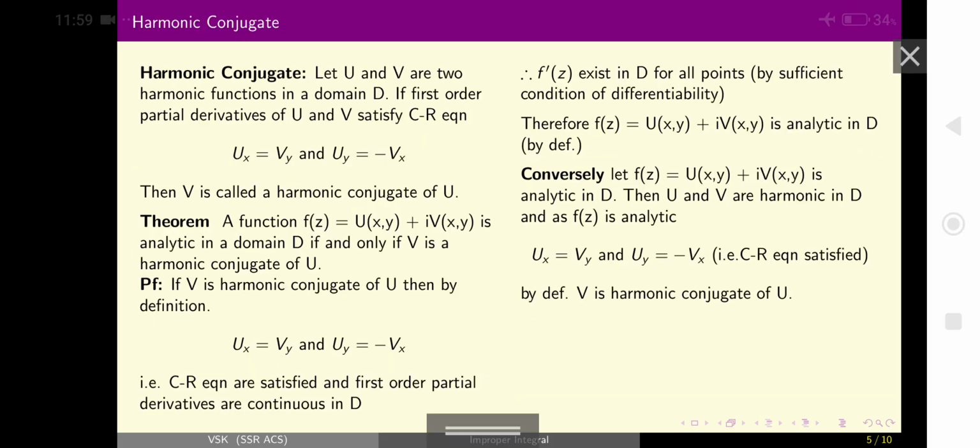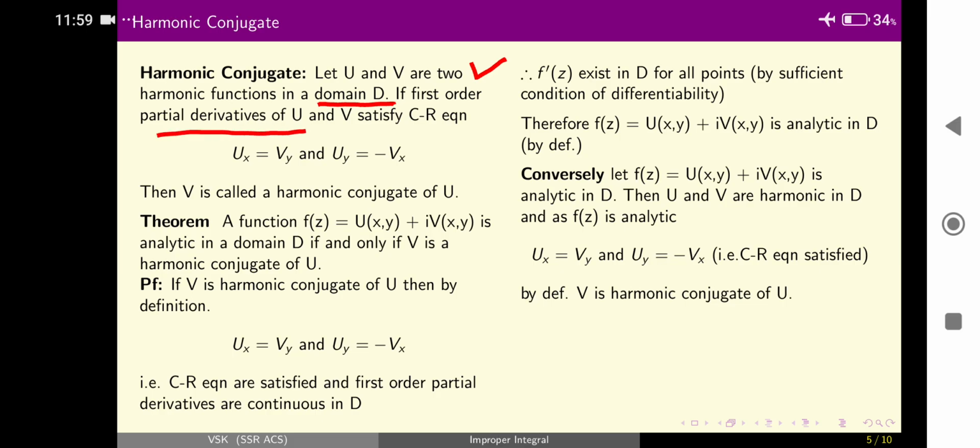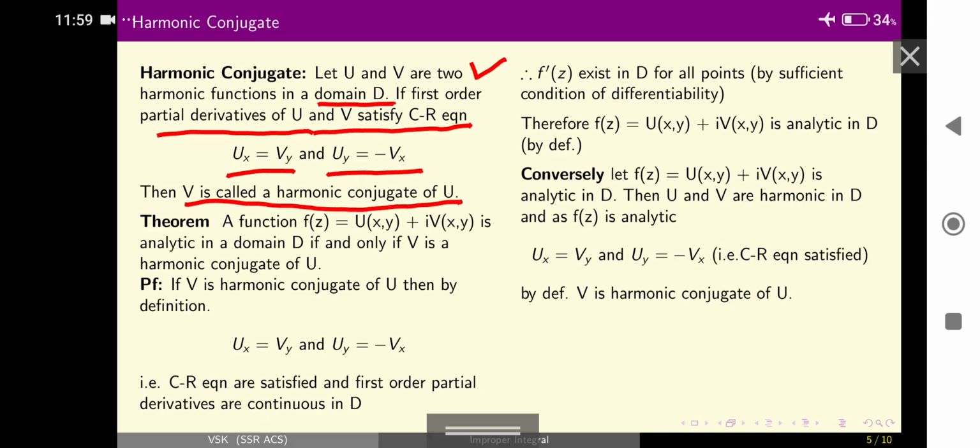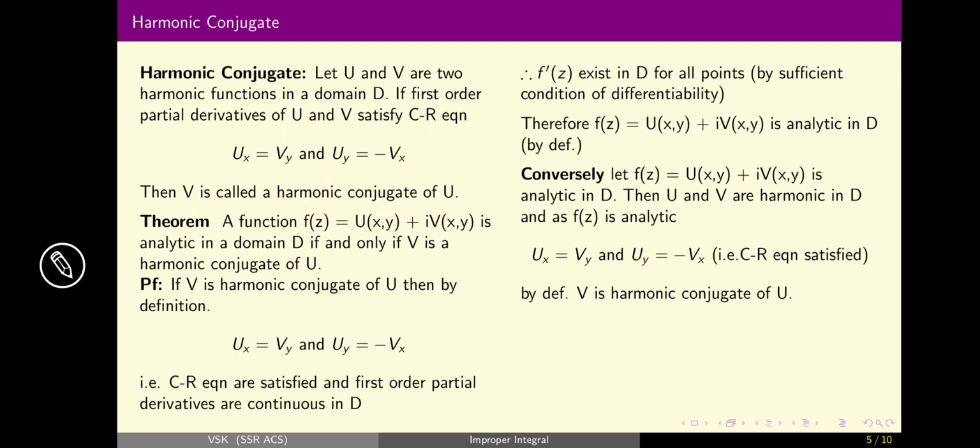Now let us see what is meant by harmonic conjugate. Suppose u and v are two harmonic functions in a domain D. If the first order partial derivatives of u and v satisfy the CR equations, u_x = v_y and u_y = -v_x, then v is called a harmonic conjugate of u. Now let us see a theorem.